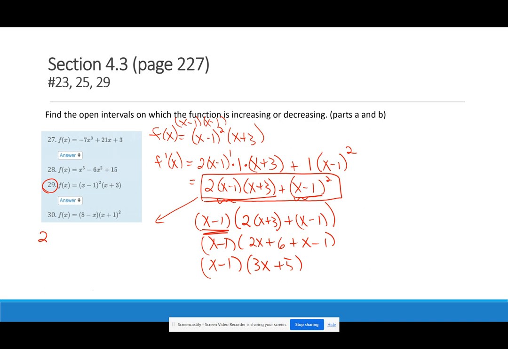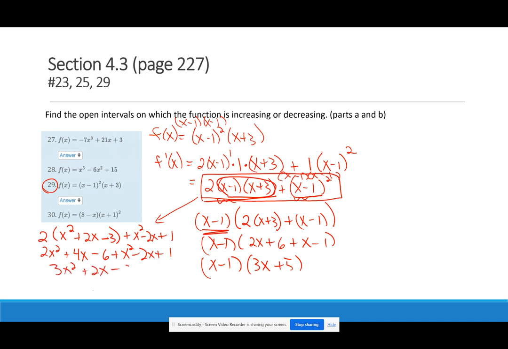If I FOILed x minus 1, this part, x minus 1, x plus 3, I would get x squared plus 2x minus 3. Okay, once I collected my like terms. And then x minus 1 squared, remember, is x minus 1 twice. So that would be x squared minus 2x plus 1. So then I could distribute my 2 on that first part and then work on combining my like terms, 3x squared plus 2x minus 5.